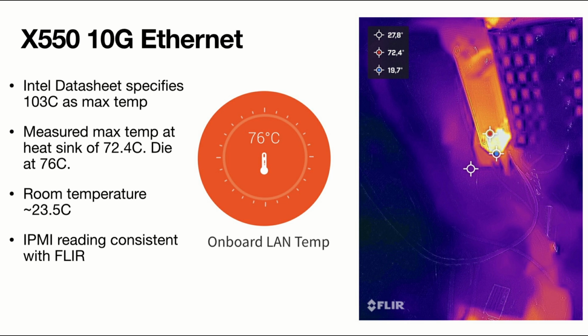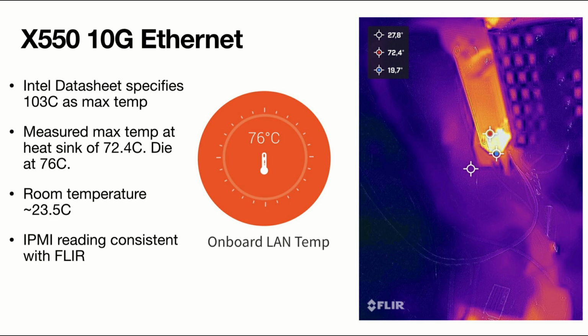As a next component, let's look at the 10G Ethernet. So for this device, this is the X550 chip from Intel. A datasheet is publicly available. This clearly specifies that the maximum die temperature is 103 degrees that the device can handle.